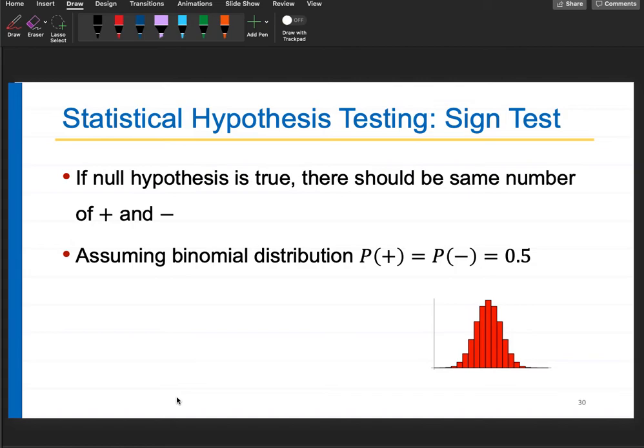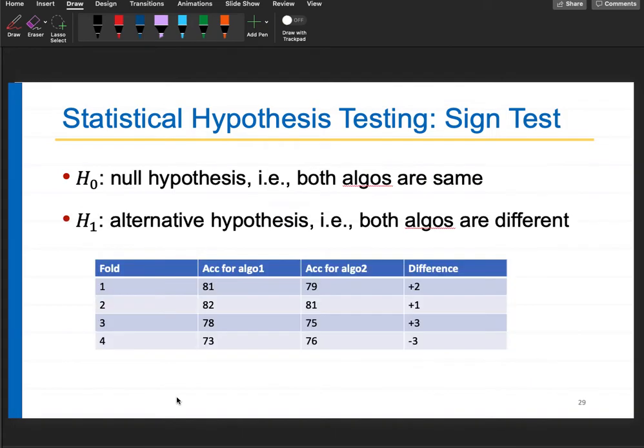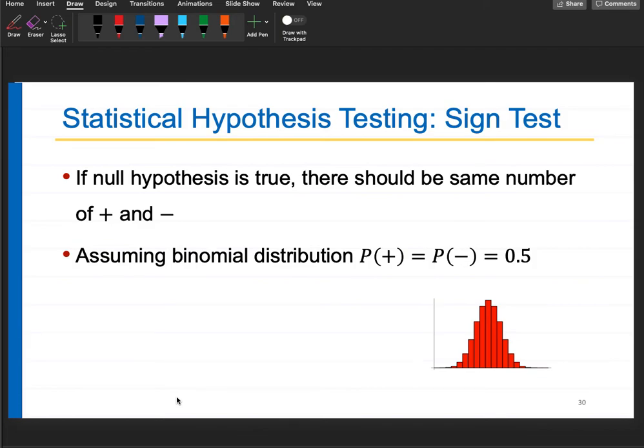If the null hypothesis is true, which means both methods are similar or no better than each other, then there should be the same number of positives and negatives, right? Very intuitive. And if one method is better than the other, then the number of positives should be very large, or the number of negatives should be very large, depending on which method is better. This is the sign test. Now, how do you quantify it?